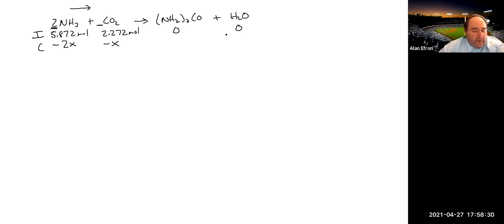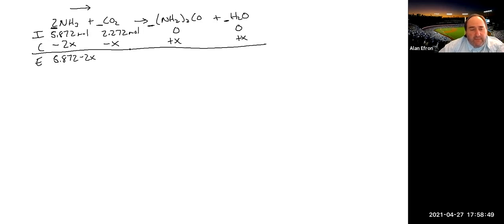Now we're coming to our product side. It would be plus x also because the coefficient is 1. And this would be plus x as well. Again, the coefficient here is 1. That then gets us to the end, and all we're going to simply do is bring everybody down. I'm going to get rid of the moles part just so it doesn't get too messy in terms of numbers and stuff. Any questions on sort of how the ICE table is set up here?